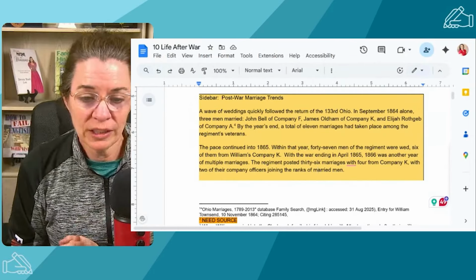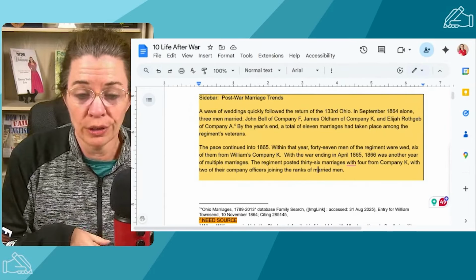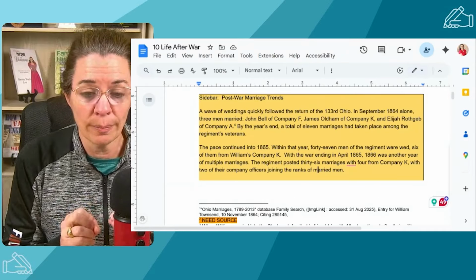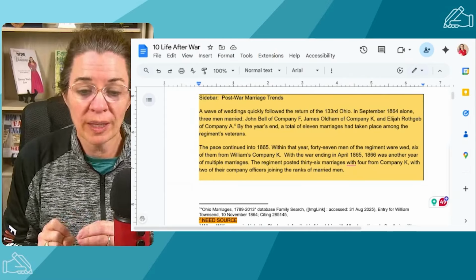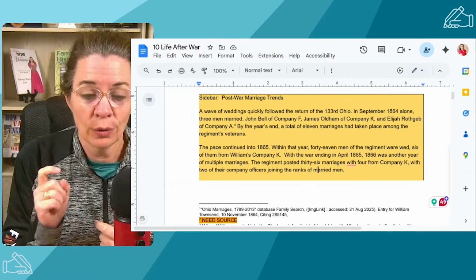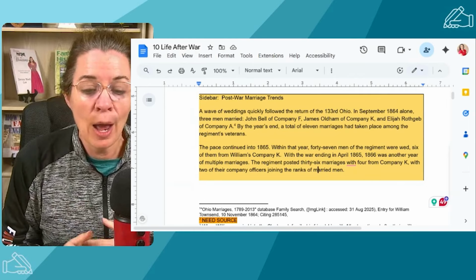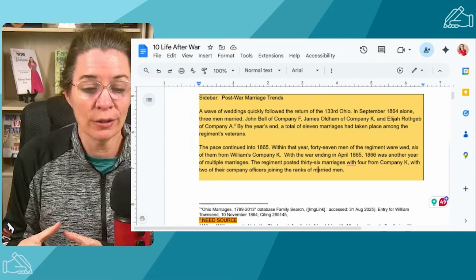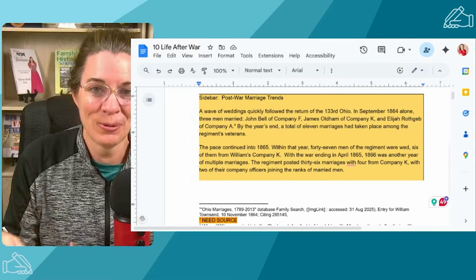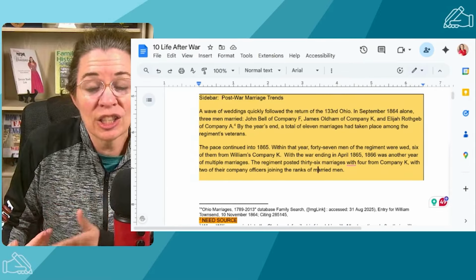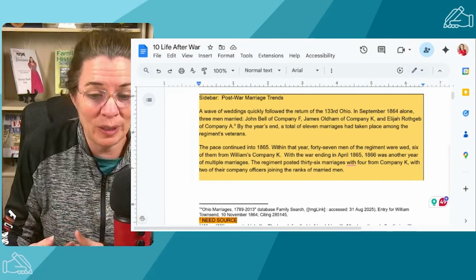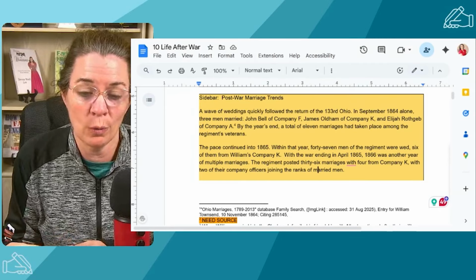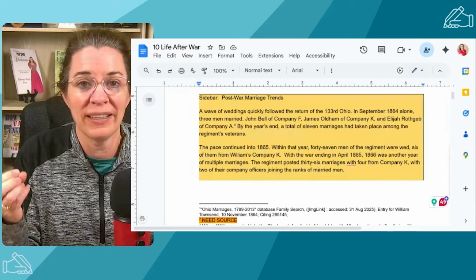Waves of weddings quickly followed the return of the Ohio 133rd. In September 1864 alone, 3 men: John Bell, Company F; James Oldham, Company K; and Elijah, I don't know how to say that last name, of Company A. By the year's end, a total of 11 marriages had taken place among the regiment, and one of them was William. And so then I can talk a little bit more about the pace continuing on to 1865. Within that year, 47 men of the regiment were wed, 6 from William's Company K.